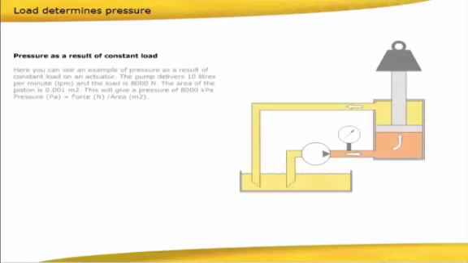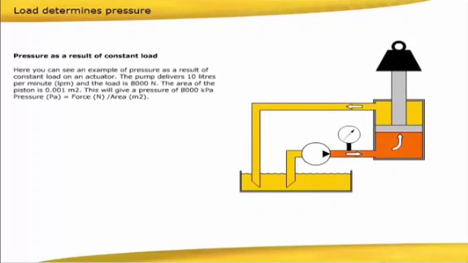Here you can see an example of pressure as a result of constant load on an actuator. The pump delivers 10 litres per minute, and the load is 8,000 newtons. The area of the piston is 0.001 square meters. This will give a pressure of 8,000 kilopascals. Pressure equals force divided by area.